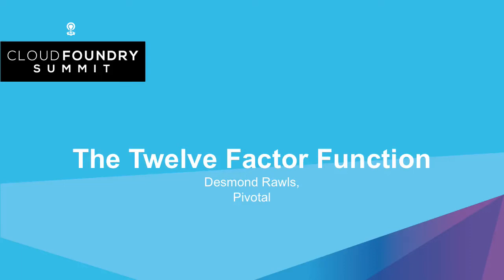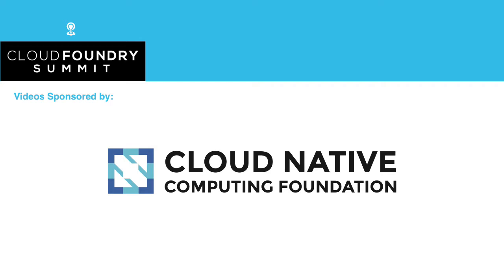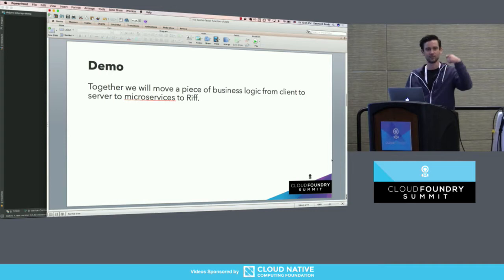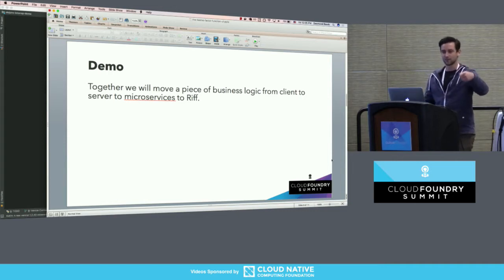So in this demo, it's going to be moving from a client to a server to microservices and eventually to Riff. I'm sure a lot of people came here to see Riff. This is from the developer's perspective, and the point of this is that if you can write a good function, then you can write a good function as a service. So we'll get to the function as a service at the end.